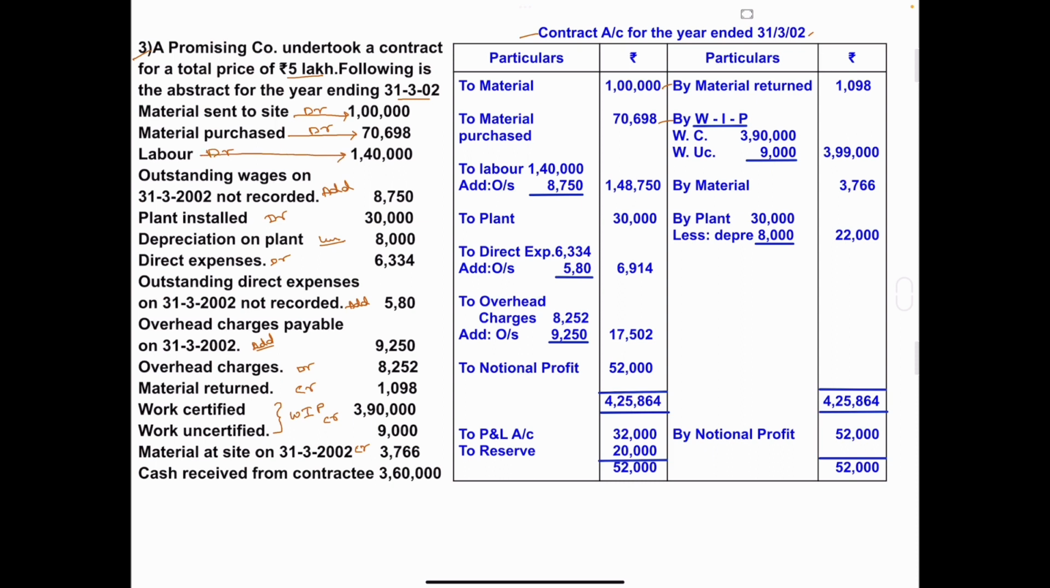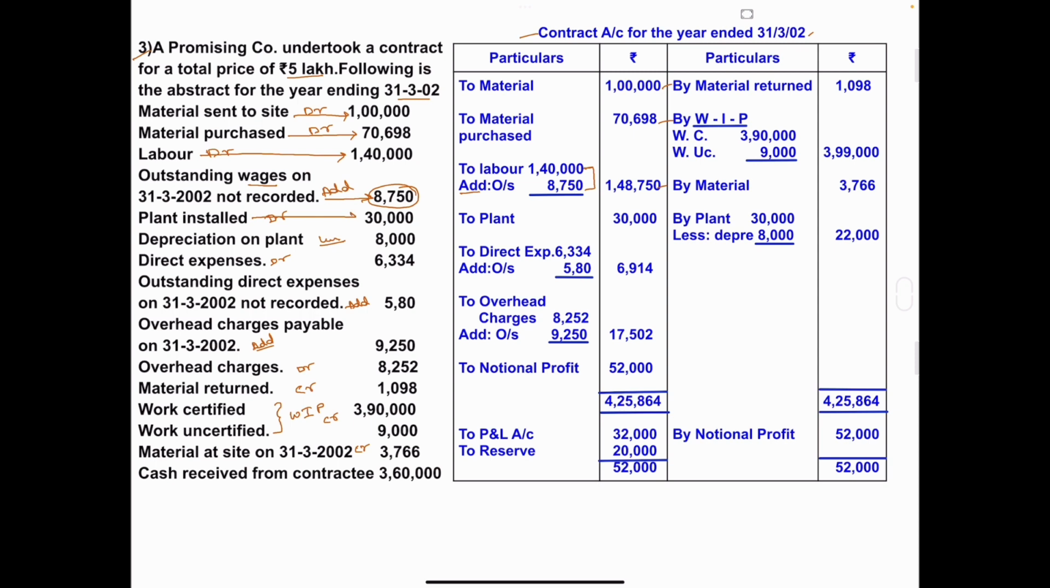Labor is to be debited. To labor, write the amount in inner column 1,40,000 because the labor amount is outstanding. Outstanding wages on 31st March not recorded. So this is the outstanding wages amount. It is to be added to the 1,40,000. So write add outstanding 8,750 and total of these two 1,48,750.